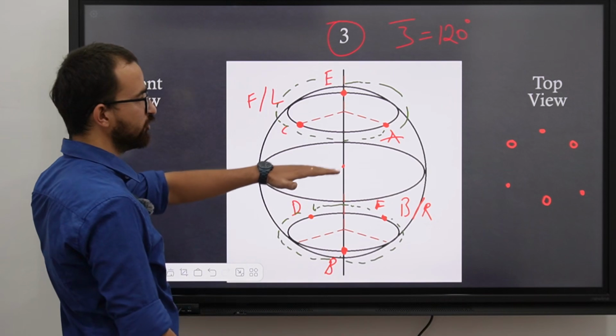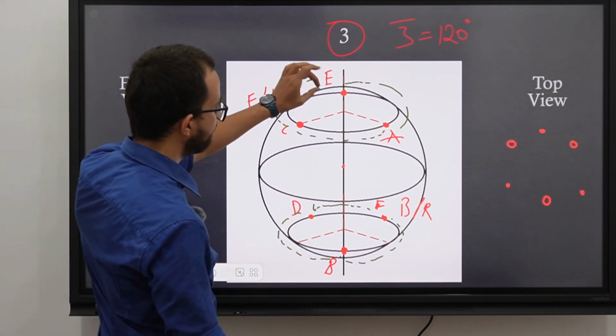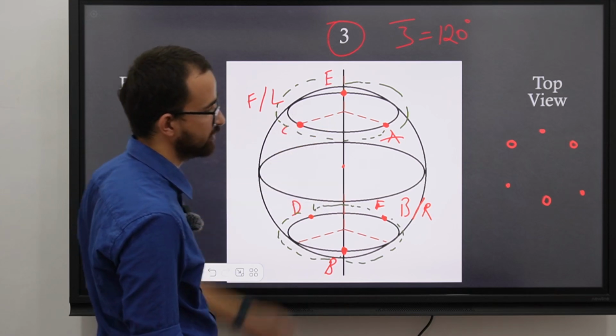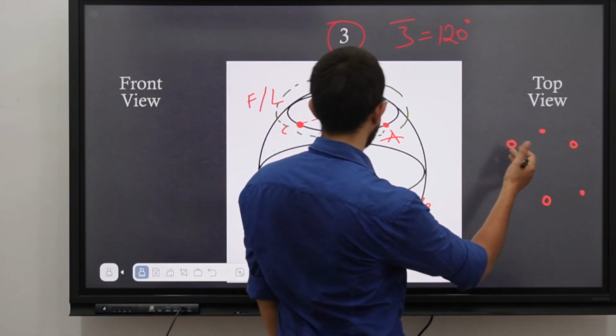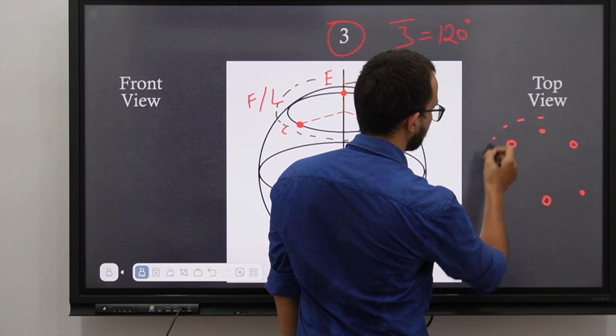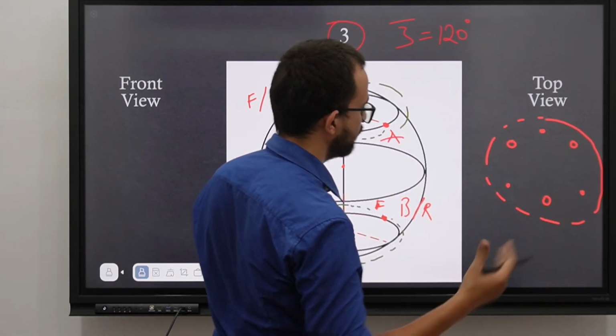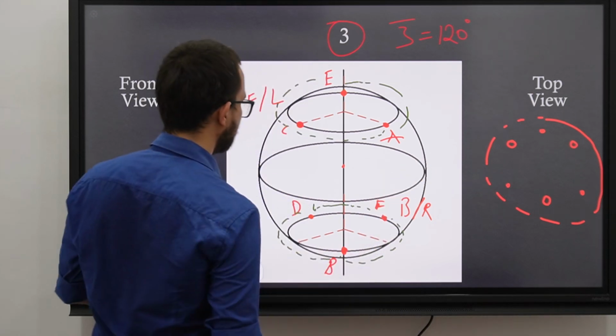Now is the equatorial plane a mirror plane? Do you have an object exactly below E? You do not have. Okay, they are not coinciding. So that is why you draw a dotted circle, not a filled one. So this is the final image that you get.